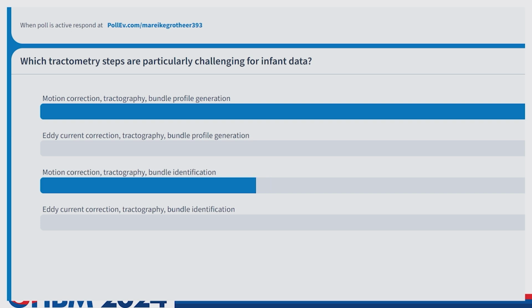It's actually the third one, so I guess this one is a little bit misleading. What I meant with bundle profile generation is really just creating this graph where you have resampled the data to a certain number of nodes. So there we have moved out of the infant-specific brain space, so it's not so hard anymore. But the bundle identification is what's really tricky because the infant brain is so small. Typical adult pipelines will not work well for us in that case.